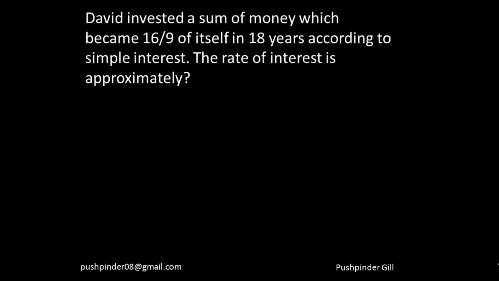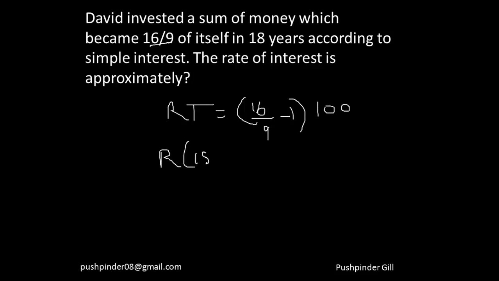Okay. David invested a sum of money which became 16 by 9 of itself in 18 years. According to simple interest, what is the rate of interest? So R into T is, again, it is becoming 16 by 9 times, so R into T is (16 by 9 minus 1) into 100. And I know T is 18 years. What is 16 by 9 minus 1? That is 16 minus 9, that is 7 by 9, into 100. So my rate of interest is nothing but 700 by (18 into 9). This approximate value you can calculate.